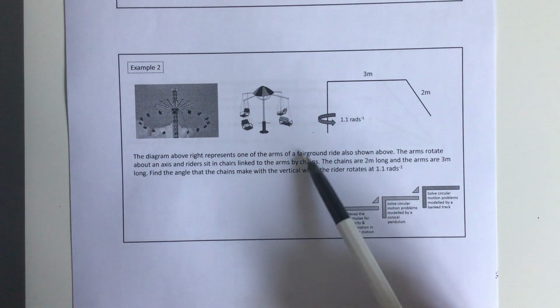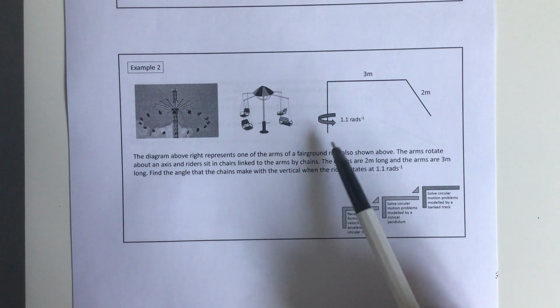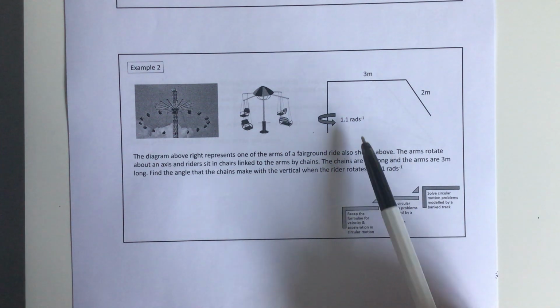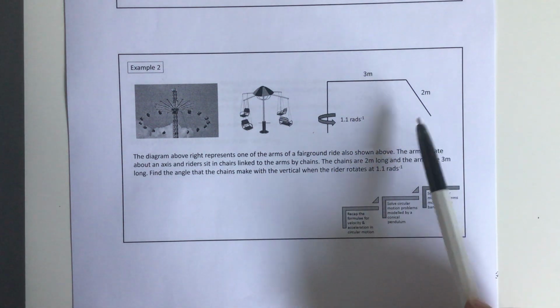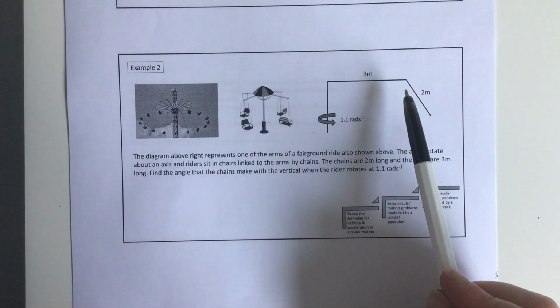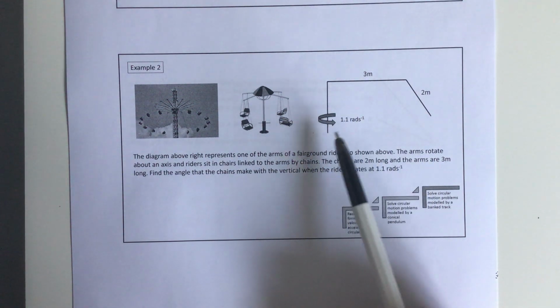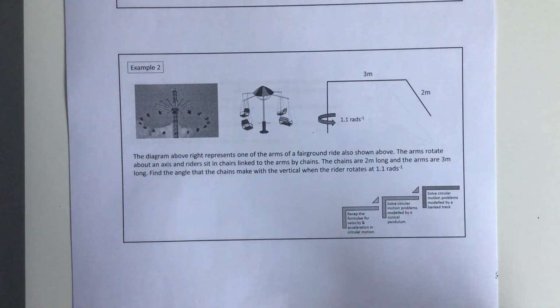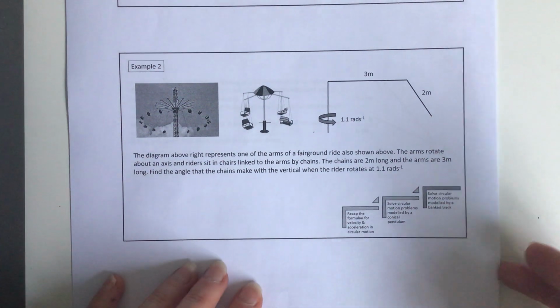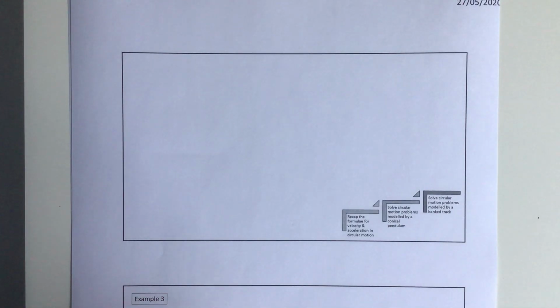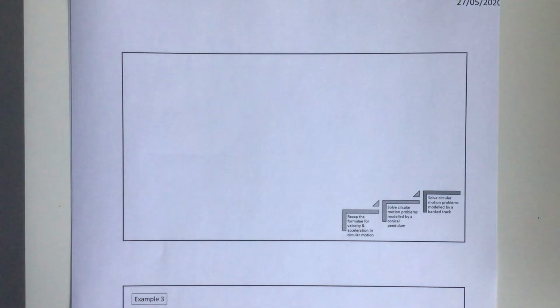And if we have a look at the example here, it says that the arms rotate, people sit in a chair. The chains are 2 meters long, so that's the chain there, and the arms are 3 meters long here, and we can see that the rotation is 1.1 radians per second. So that just sets the scene for this situation. And if we then have a look at the example here, we can see that, let me just have a look at my question.